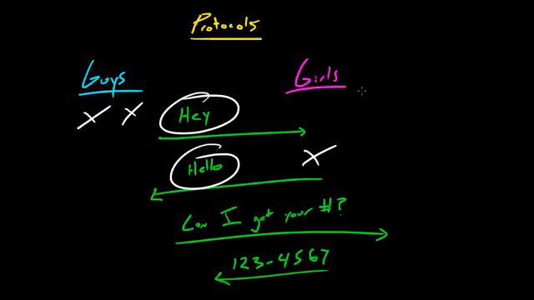So, the basic rules are: one, one person talks at a time. Two, when a guy talks, a response from the girl is expected. And three, specific messages receive specific responses. That's what makes communication possible with human beings, and also that's what makes communication possible between computers.